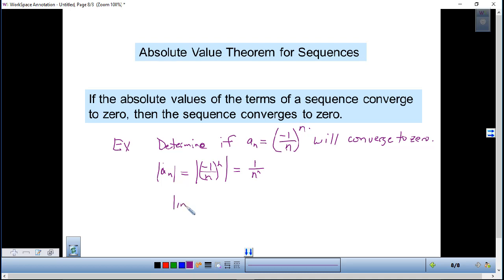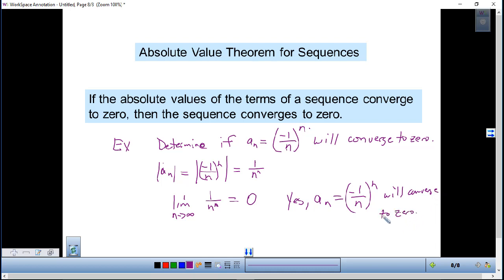Then we can take the limit as n goes to infinity of 1 over n to the n power to see if this thing converges to 0. What happens when n goes to infinity? n to the n power is not only going to be infinity, but infinity to the infinity power, which is going to be really big, which means 1 over it is going to go to 0. So yes, a sub n equals -1 over n to the n power will converge to 0.